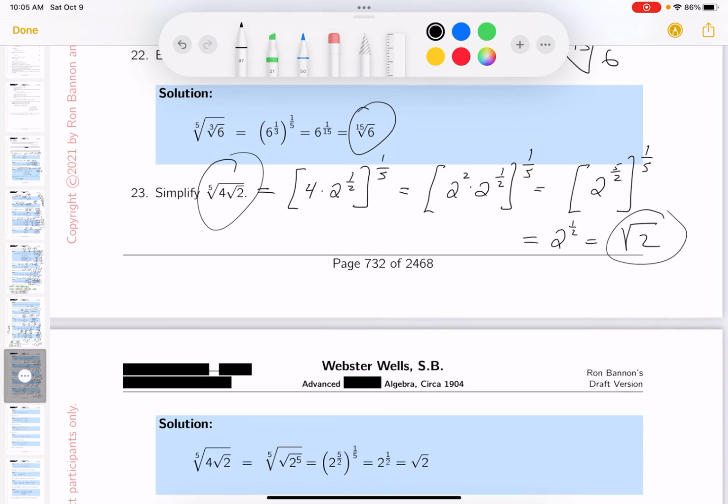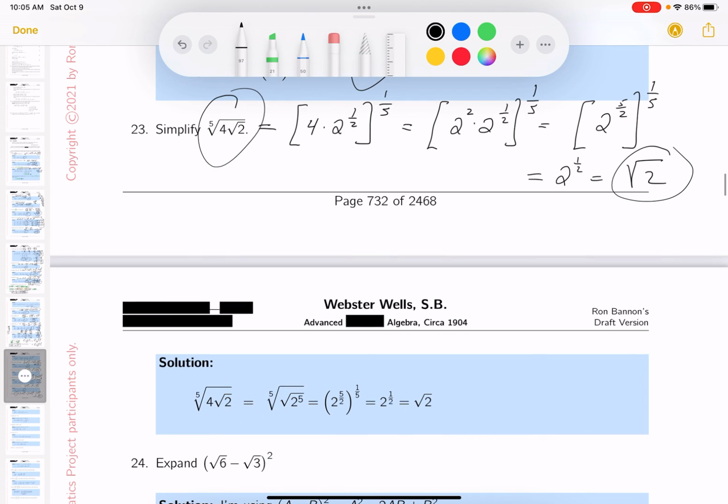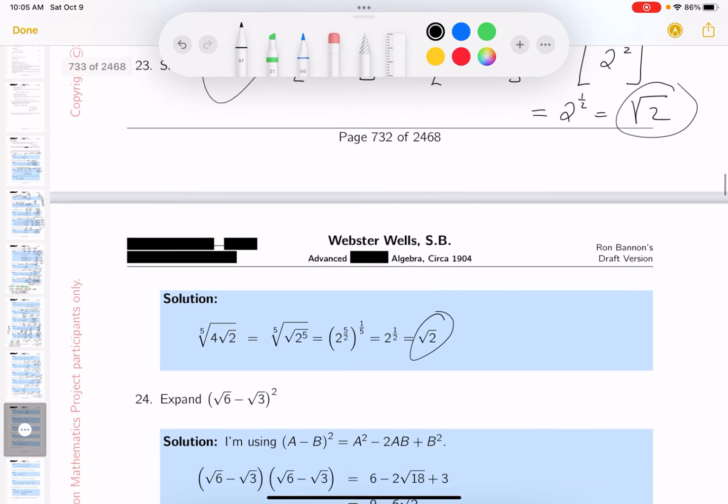Let me go back over here. I make mistakes sometimes, and I want to encourage you, please, if you make a mistake, try to rectify it. All right, let's do this one over here. This is 24.